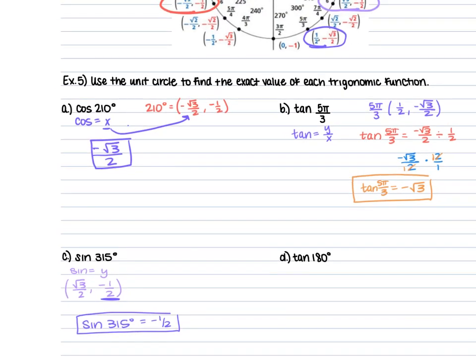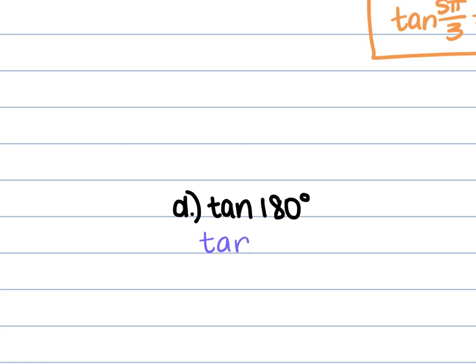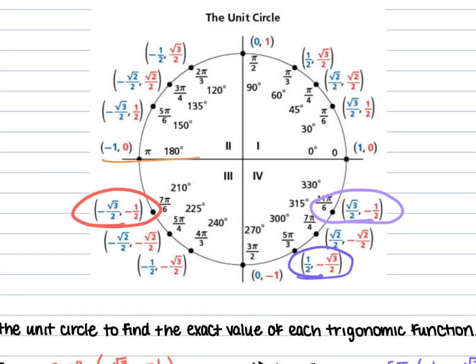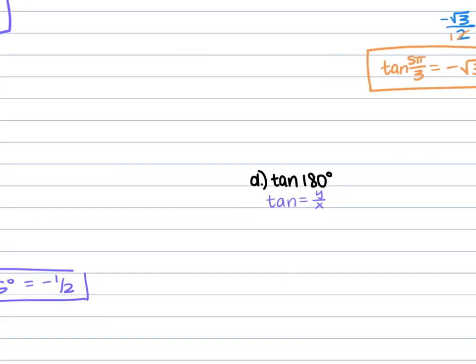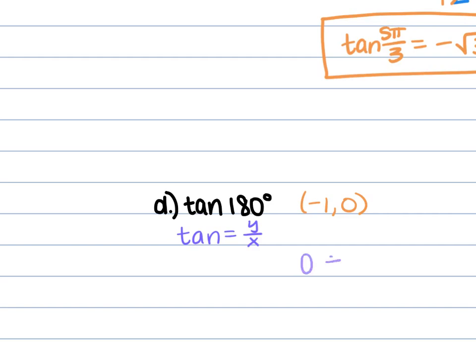For D, we're finding the tangent of 180 degrees. So tangent, again, is y over x. Looking at 180 degrees, we are working with negative 1 comma 0. If we're doing y divided by x, we're going to have 0 divided by negative 1, which is the same thing as 0 over negative 1, which is just 0. So the tangent of 180 degrees, y over x, is equal to 0.